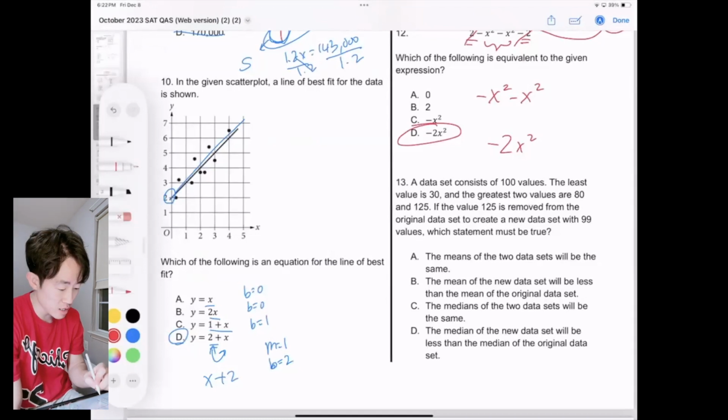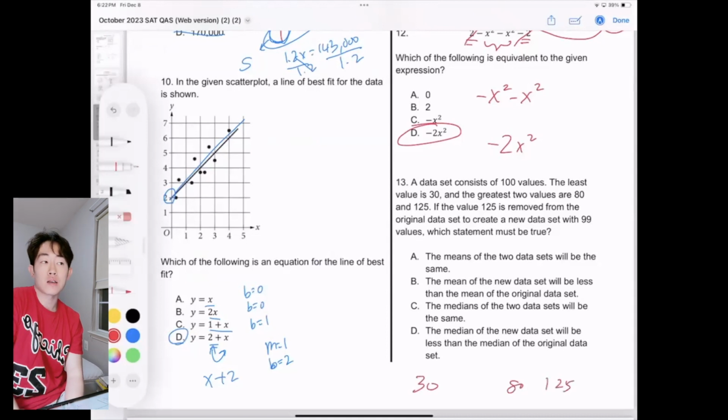Number 13, a data set consists of 100 values. The least is 30. The greatest of the 2 values are 80 and 125. A lot of times when they give you data questions, a lot of kids get stuck because they don't have a lot of experience with these.